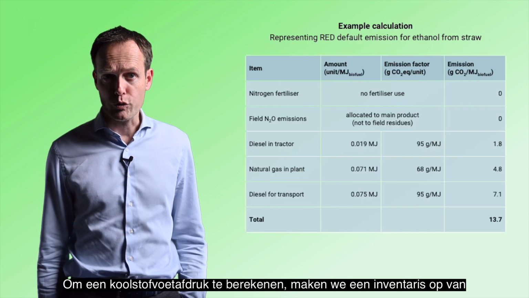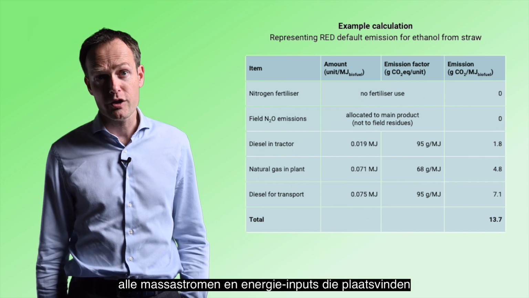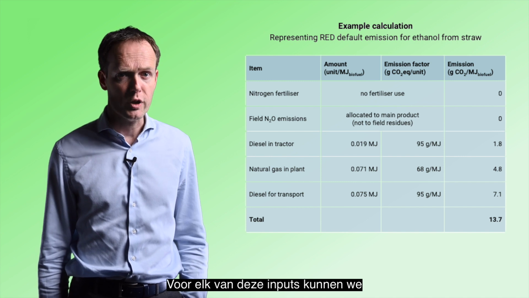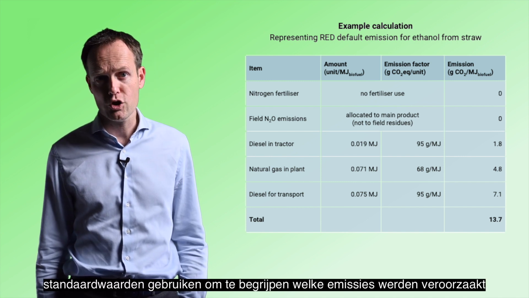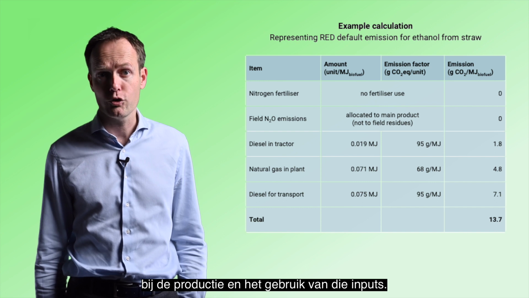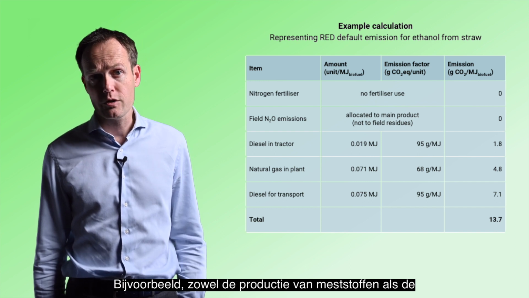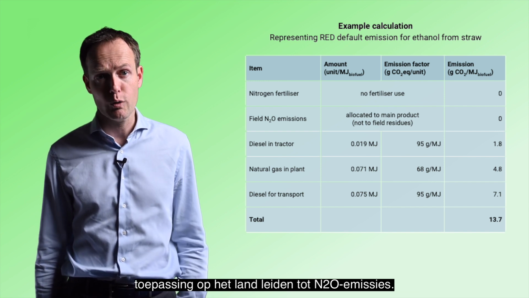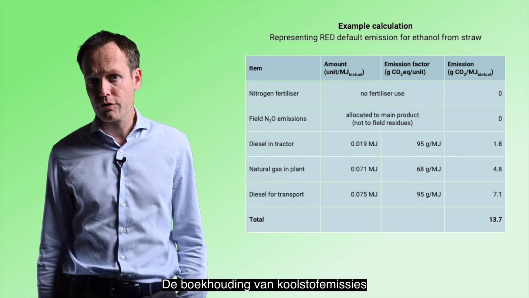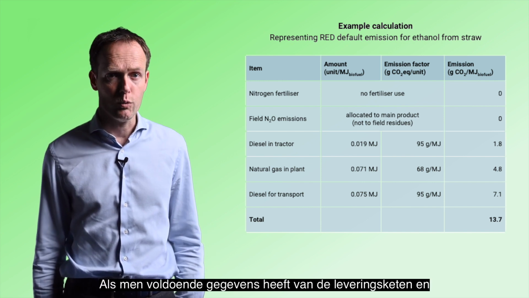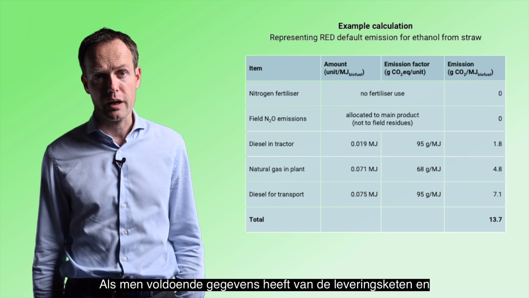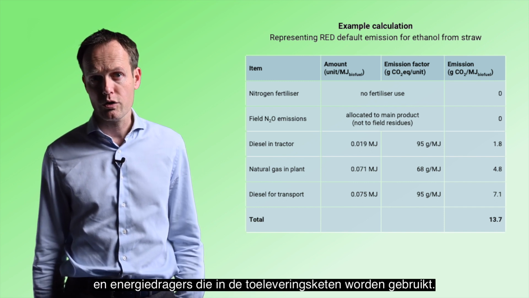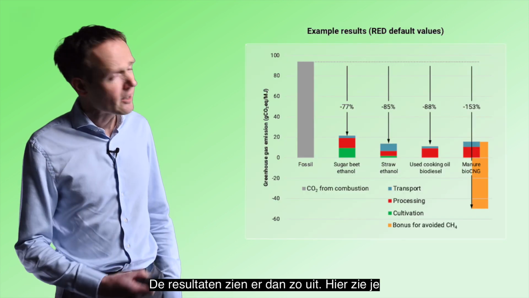To calculate the carbon footprint, we take inventory of all the mass flows and energy inputs that occur at each point in the supply chain. For each of these inputs, we can use standard values to understand what emissions were caused in production and use of those inputs. For instance, both the production of fertilizer and its application on land lead to N2O emissions. The accounting of carbon emissions can be quite straightforward if one has enough data of the supply chain and if one knows the carbon impact of all the materials and energy carriers that are used along the supply chain. The results then look like this.